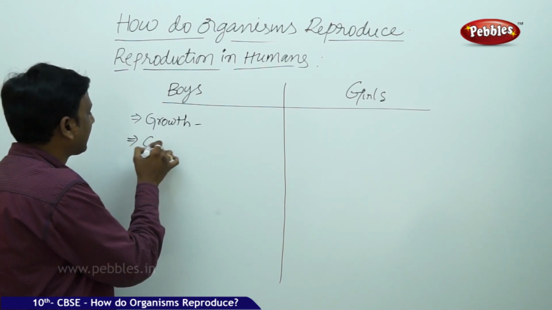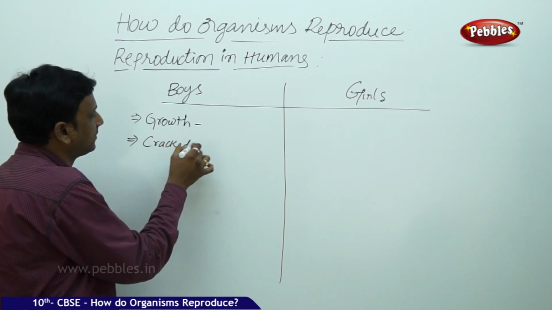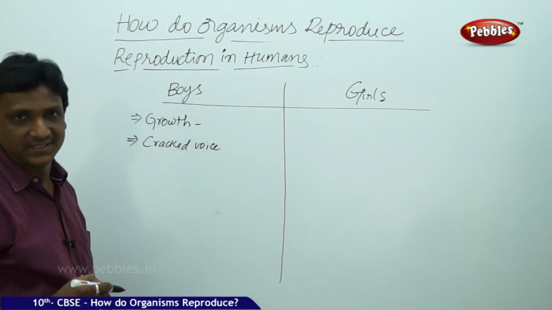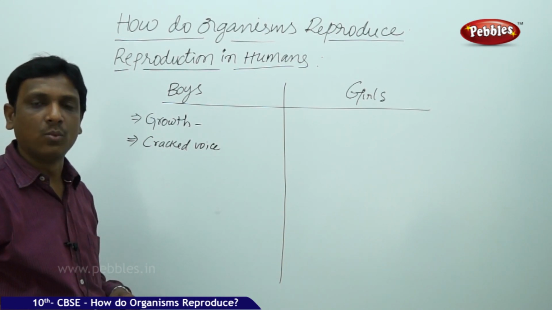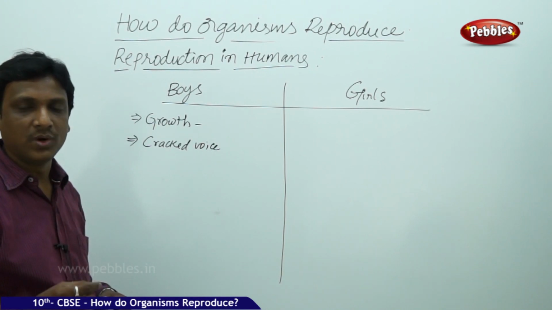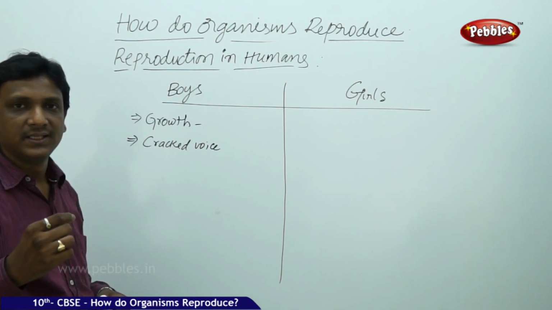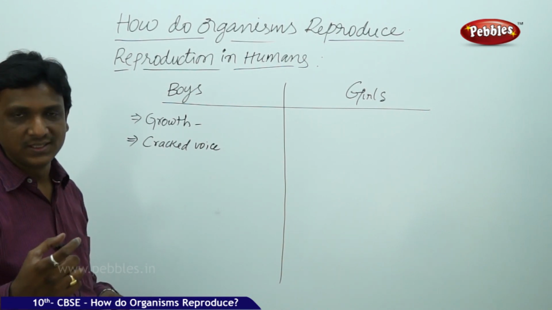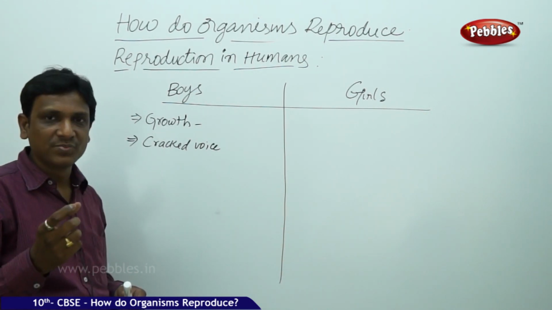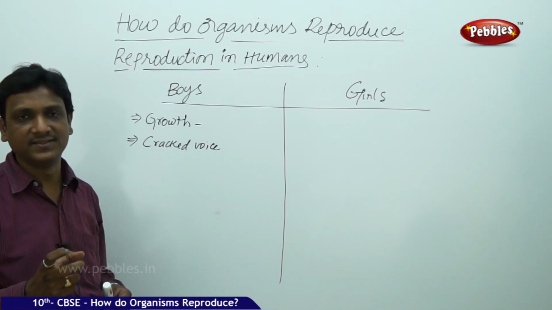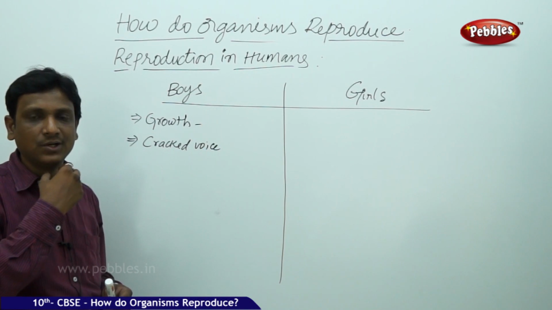And we observe the cracked voice. The voice changes. There is a difference between the voice of a man and the voice of a boy. A boy's voice is a very high pitched voice. A man's voice is a low pitched bass voice. Now this voice will be in between, shuffling between boy voice and man's voice. Such cracked voice is developed because of some changes in the vocal cords.